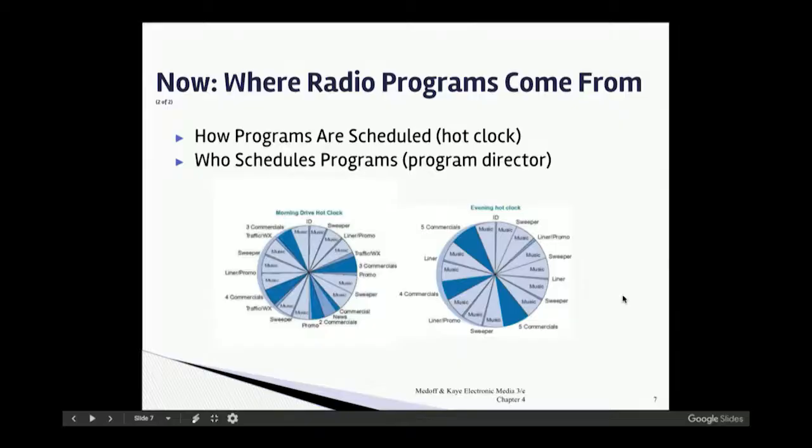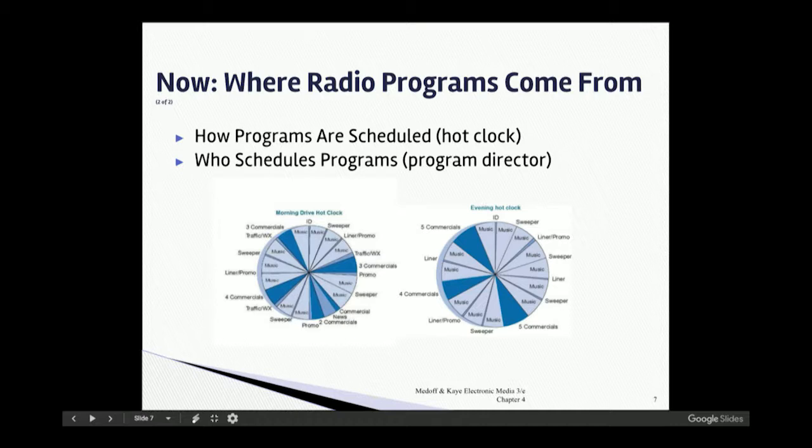Okay, if you're in a local station and you are organizing what goes out on the air, you use something that they call a hot clock. The hot clock represents 1 hour of programming. So this is the morning drive hot clock. This would be, let's say, from 8 to 9 a.m. And this would represent an hour of programming, like 8 to 9 a.m.